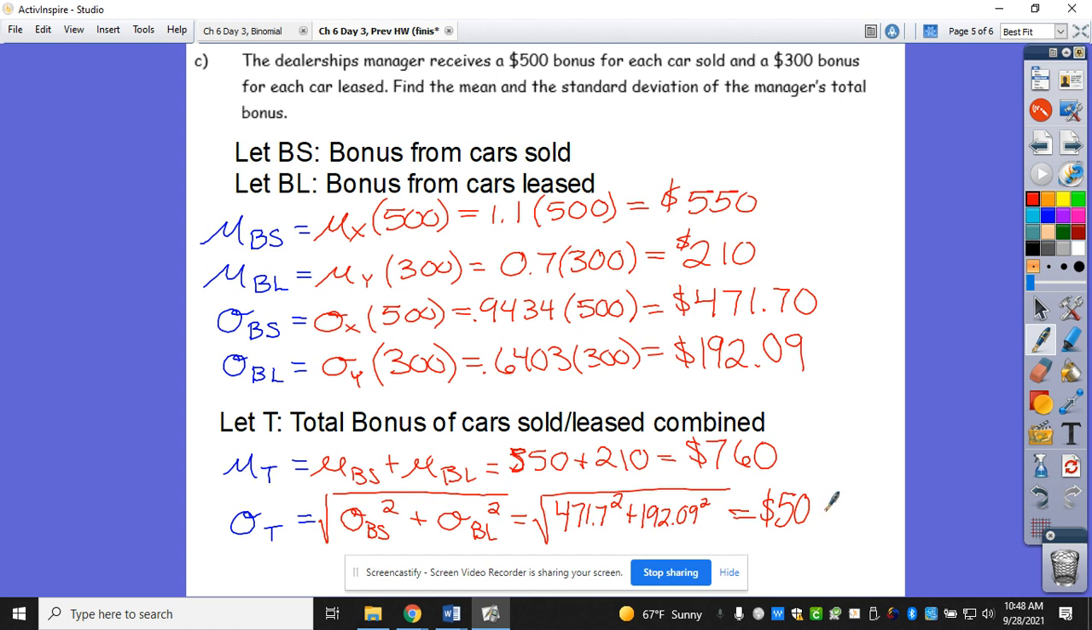Does anybody get a little different than that? I got 509 something. Yeah, I got 509.3. 3.7. Try to type that. One of these numbers is just barely off. And then what's our unit? Dollars.